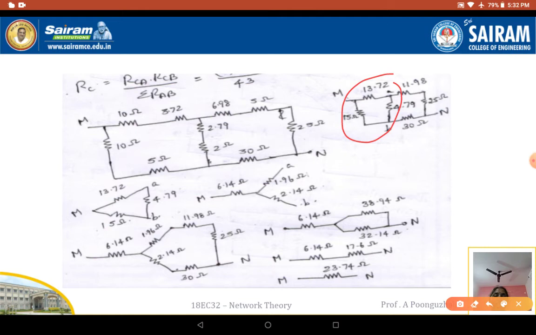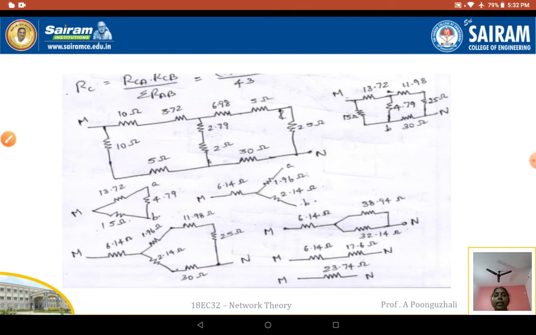Now all these three will be connected in series. Now these two resistors are going to be connected in series. So it is going to be 1.96 plus 11.98 plus 25, which is 38.94. Down it is going to be your 32.14. When these two resistors are in parallel, if I find the equivalent resistance, it is going to be 17.6 ohms. So your total resistance is going to be 23.74 ohms there.